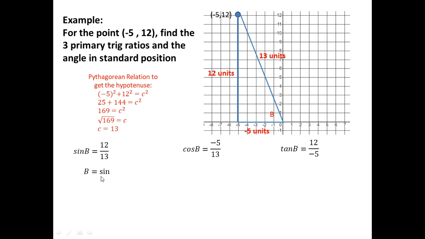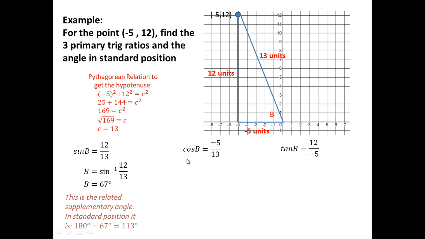So we have B is equal to inverse sine of 12 over 13. B is equal to 67. Now, this is the related angle, because this is an acute angle. For us to find it in standard position, we need to start from the x-axis. So we're going to take 180 minus 67, and that's equal to 113.